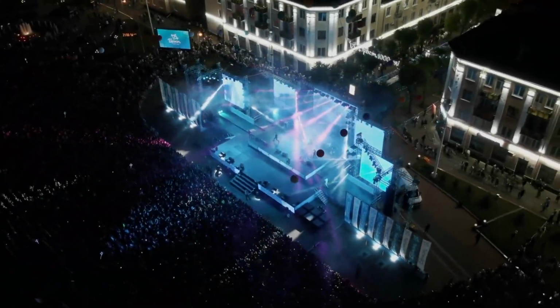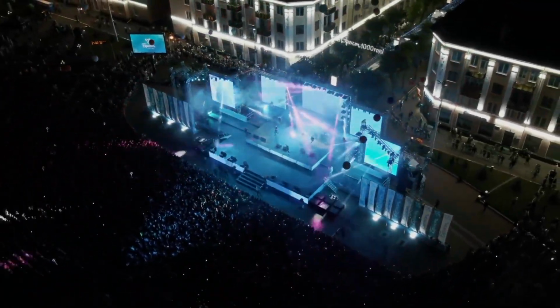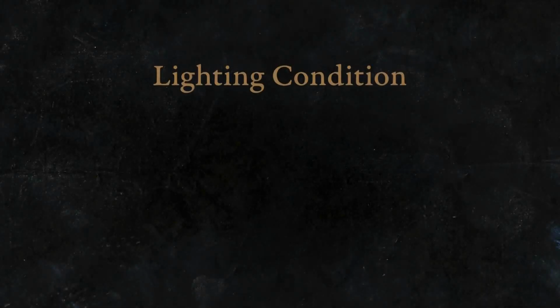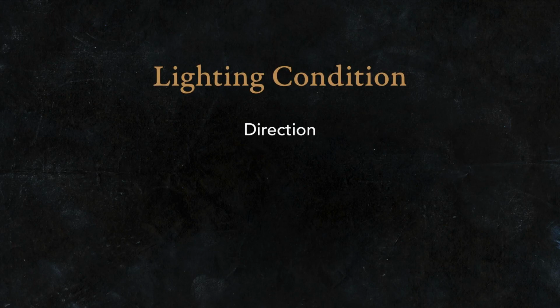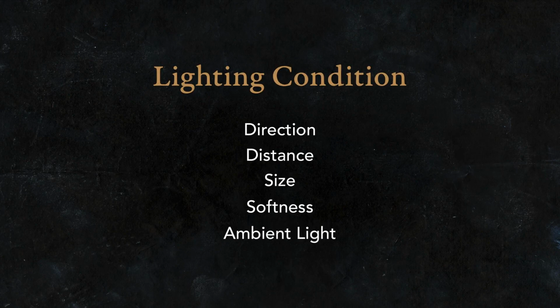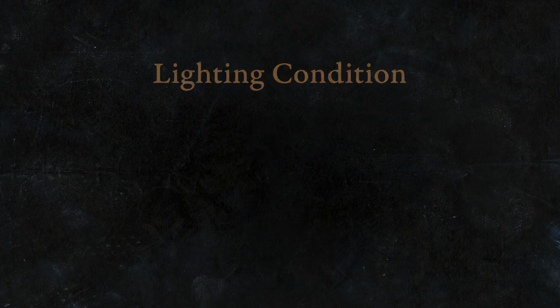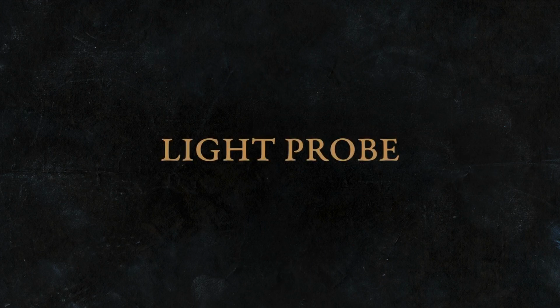In order to shade with confidence, you have to understand the lighting condition in a scene. By lighting condition, I mean the direction of the light, the distance between the light source and the object you're shading, the size and softness of the light, the amount of ambient light, and a few other elements. There's a fantastic tool for analyzing lighting conditions that visual effects artists are using when they're working on movies. It's called a light probe.